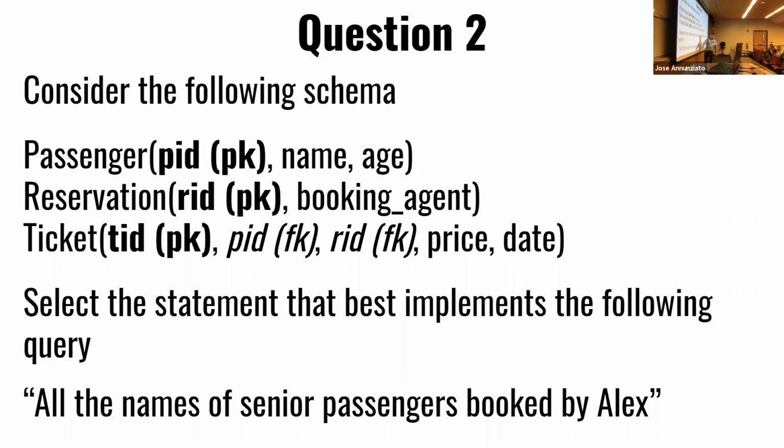Now, the question is that they want the names of senior passengers booked by Alex. And I remember one of the students asked me, what is a senior? Well, anyone who has a particular age, age more than 65. And booked by Alex is the booking agent over here. So because we're asking for the age of the passenger, that information is in the passenger table, and the booking agent is in the reservation table, and they're not related to one another. So we have to go through the mapping table. So we need to join all three, okay?